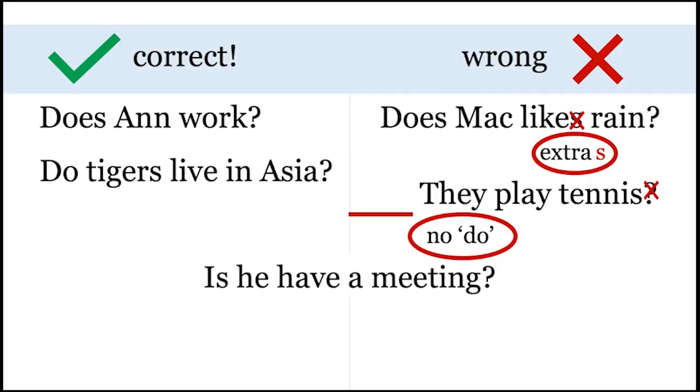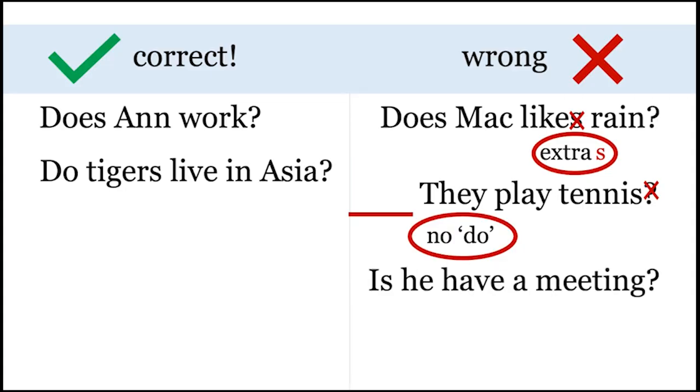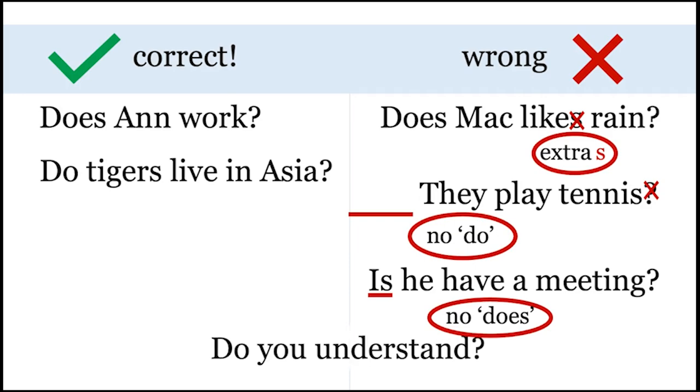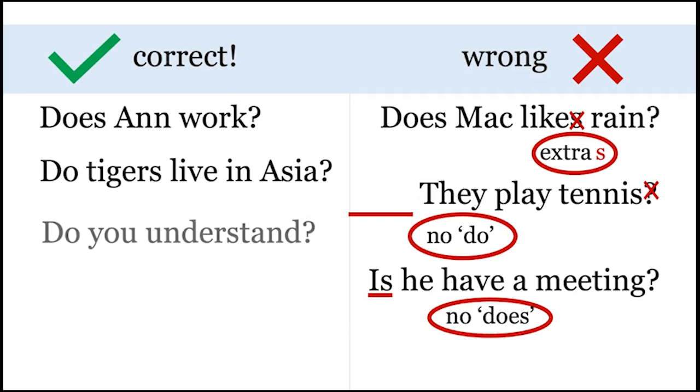Is he have a meeting? Wrong. This is the wrong verb. We don't want a be verb when we have have in the question. There's no does here. Correct would be, does he have a meeting? Do you understand? Yes, that is correct. I hope you understand.